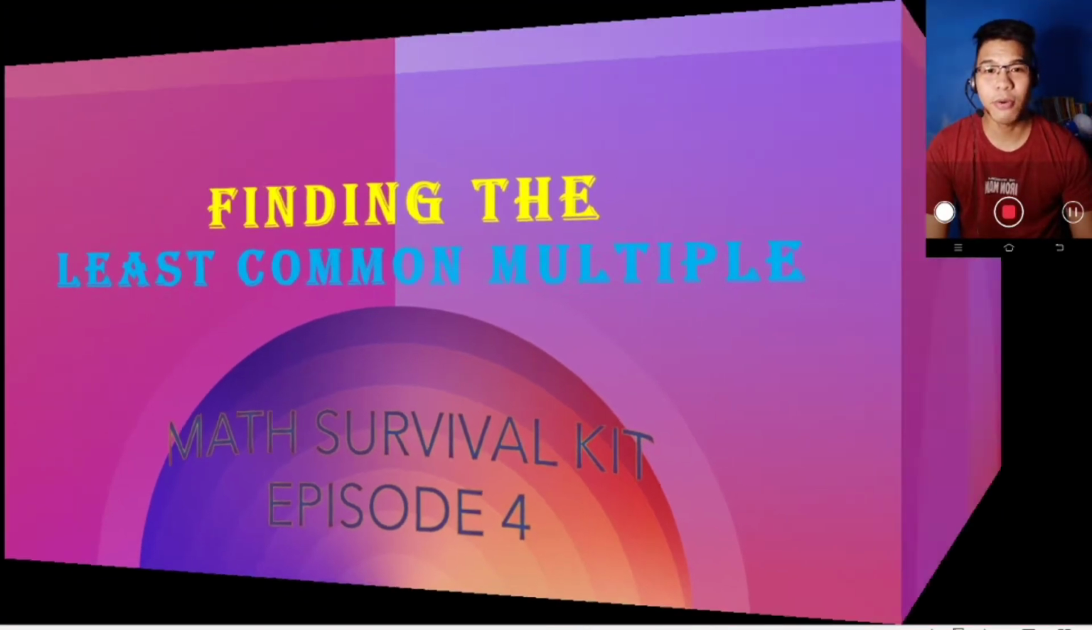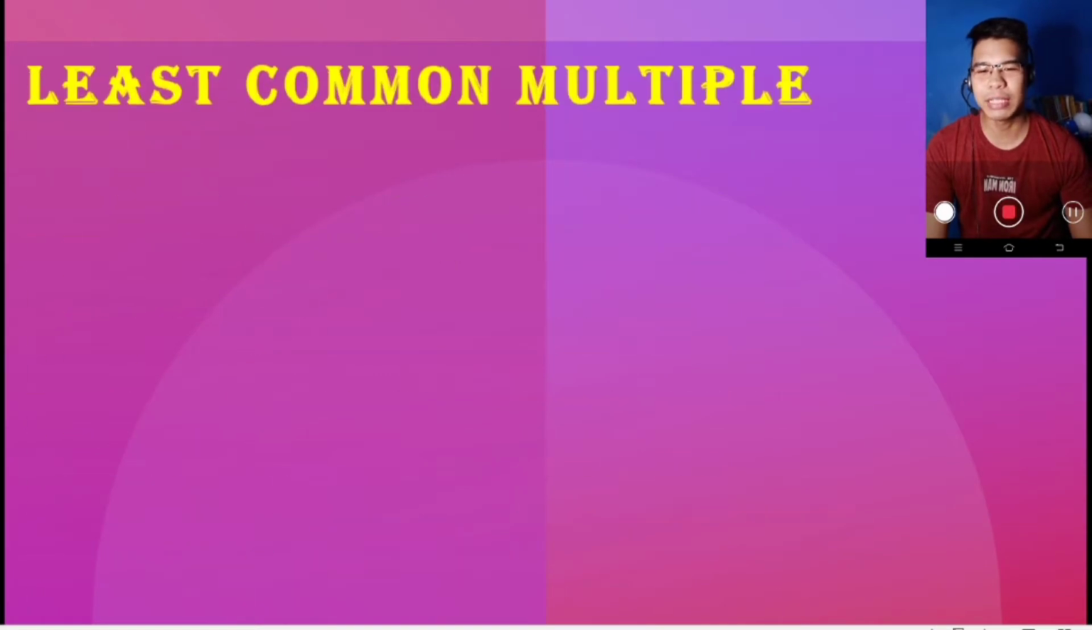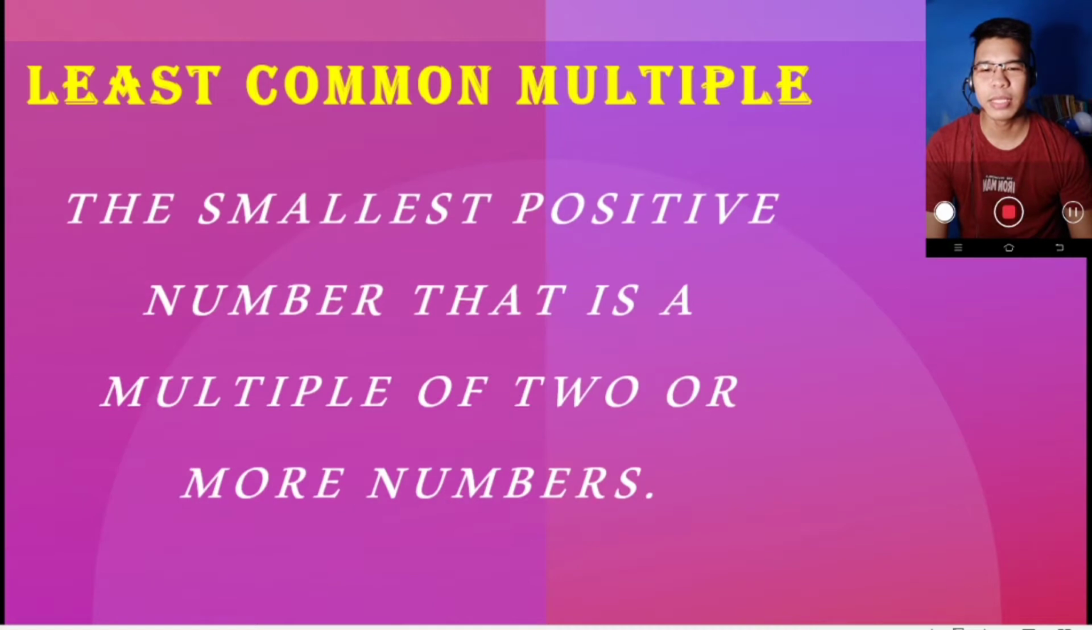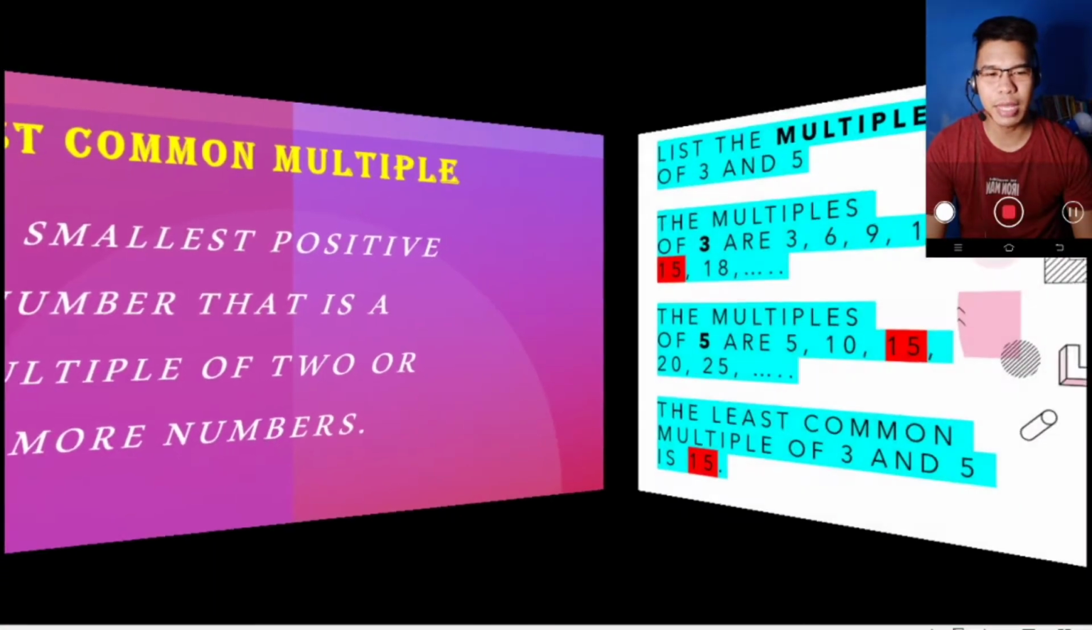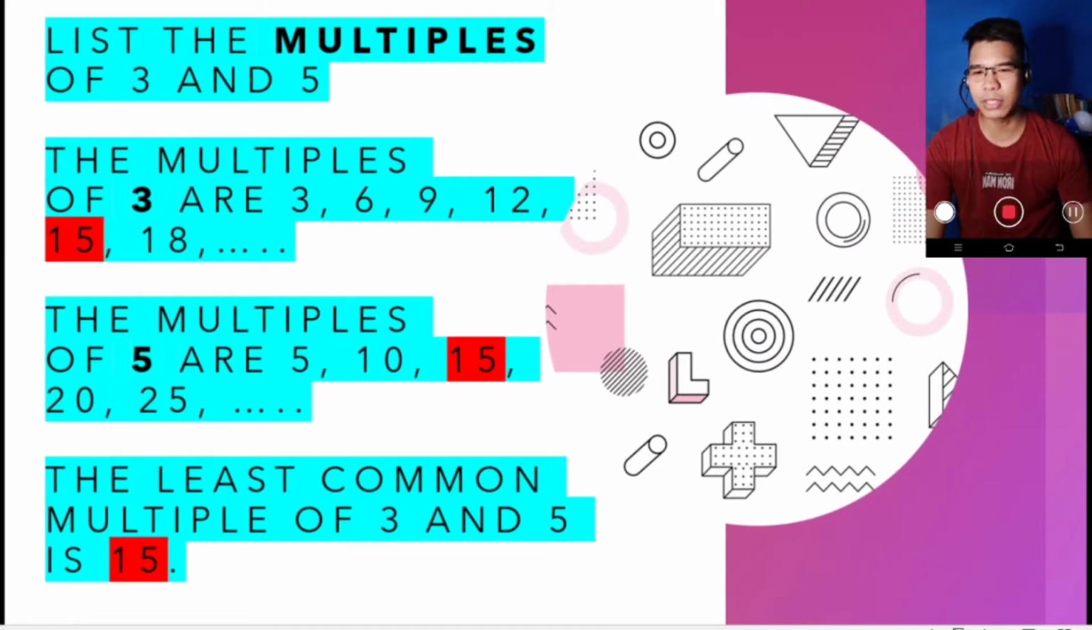Let us first define what the least common multiple is. The least common multiple is simply the smallest positive number that is a multiple of two or more numbers. So we're just going to get the smallest positive number that is a multiple of any pair of numbers, two or more numbers. Let's have an overview of this lesson.